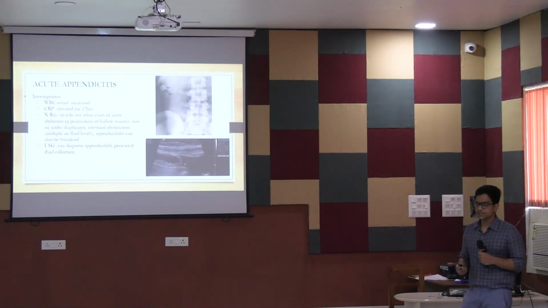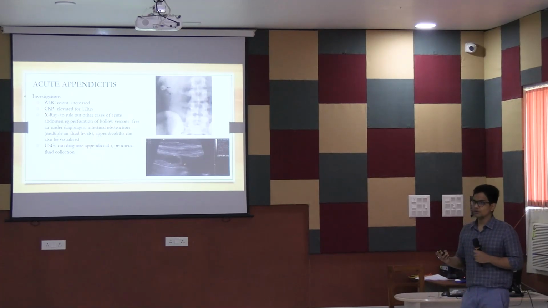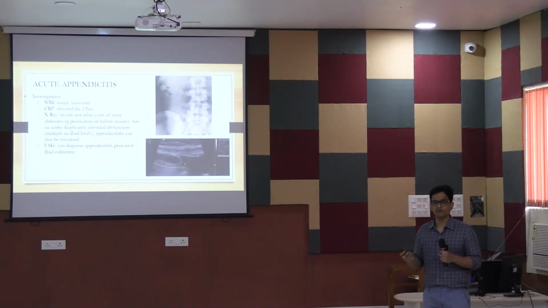Let's come to investigations. Obviously, in any acute condition, WBCs will be raised. That should be your first point to see in any investigation. CRP will be raised. Now, an important point when you're operating is the NLR. These are recent studies. The neutrophil to lymphocyte ratio is a predictor for a difficult appendix. So, if the ratio is more than 7, that means the appendix will be difficult to operate.